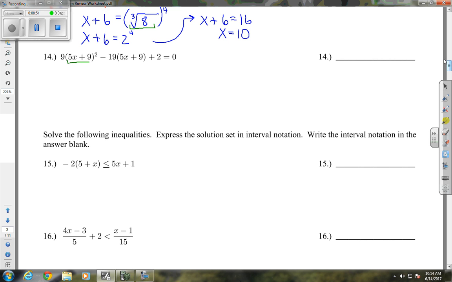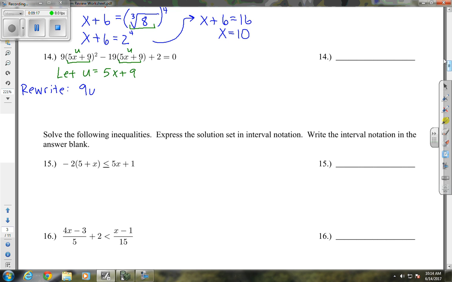Notice this expression 5x plus 9 repeats. So I'm going to hide the details of that expression for a minute under a temporary variable. I'm going to call this variable u. Let u equal 5x plus 9. So I have a u here and a u here. Then I'm going to rewrite the equation in terms of u. It's going to make it look a little easier.